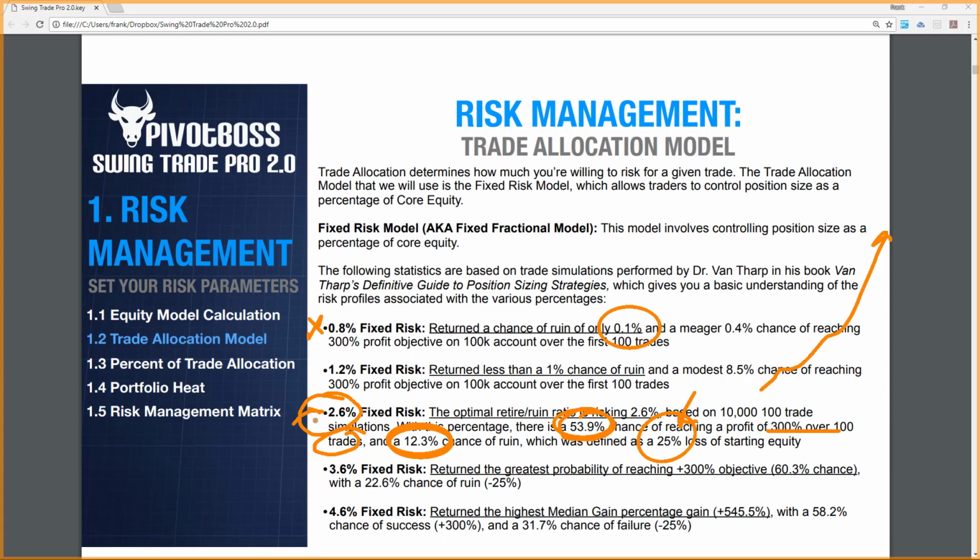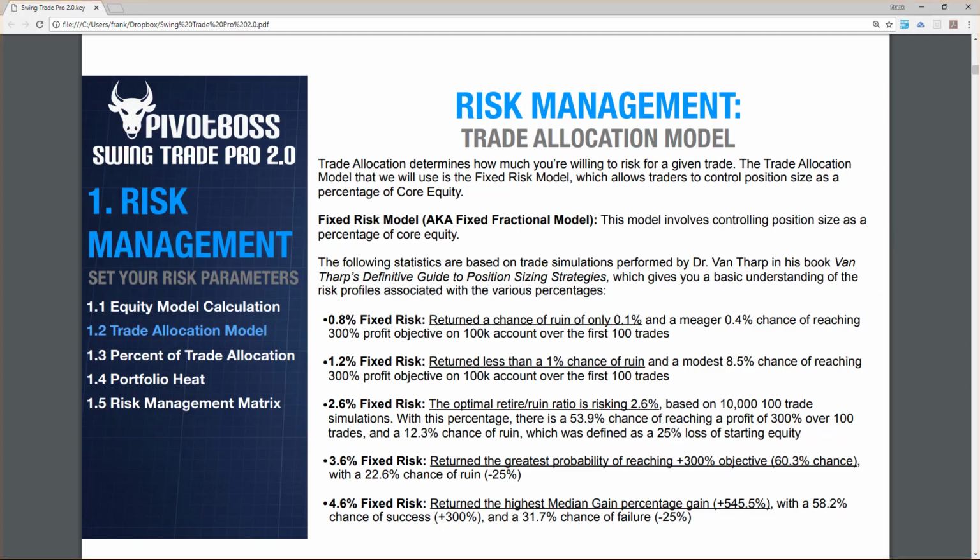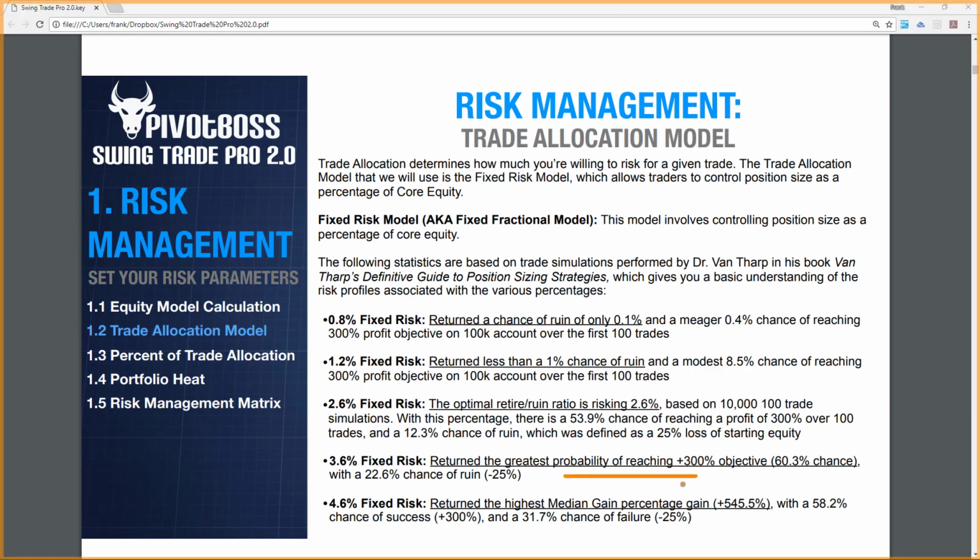So this is the optimum retire-ruin ratio, as Dr. Van Tharp put it. Now let's go out here to 3.6%. You can see 3.6% fixed risk returned the greatest probability of reaching the 300% objective. So a 60% chance of reaching that 300% profit objective after the first 100 trades on the 100K account. But basically a 1 in 5 chance of a 25% drawdown as well.